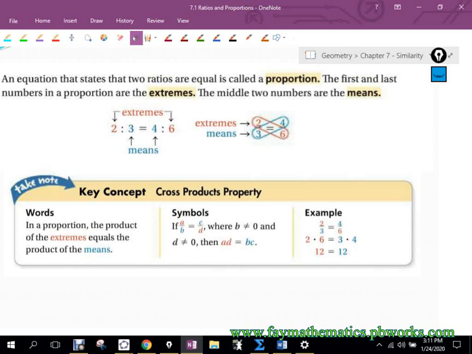Your extremes are kind of the bookends. They are the starting and ending of your proportion. The way I remember it when I was in school is the extremes are the first and last thing you say when you read the proportion. 2/3 equals 4/6. 2 was the first word, 6 was the last word, right? So 2 and 6 are my extremes. Everything else then is the means. The means are in the middle.